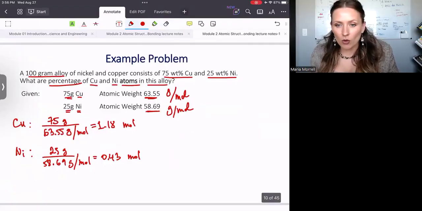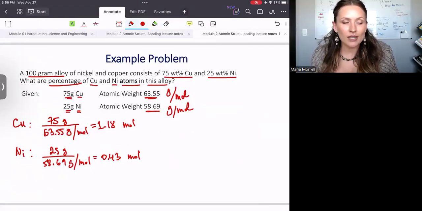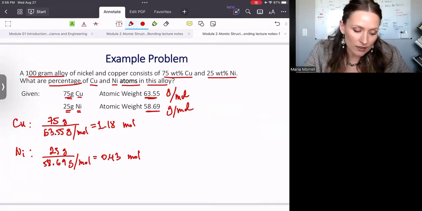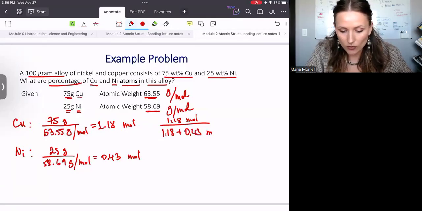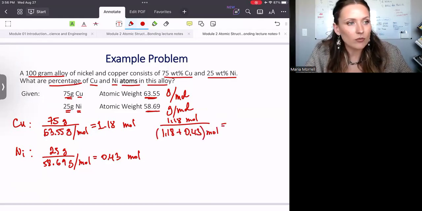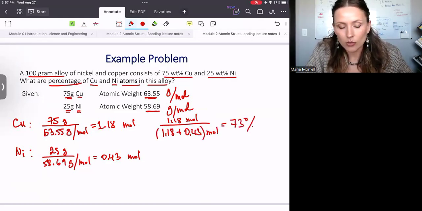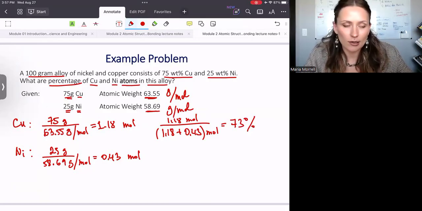Okay, so now that we know the moles, we just need to find the percentage of atoms. This is going to be very easy. How would I do it for copper? I'm going to take my number of moles and divide it by the total, and the total is going to be 1.18 plus 0.43, also moles. That would give me 73%. I'm rounding it to integers. And that means that I have 73% of copper atoms.